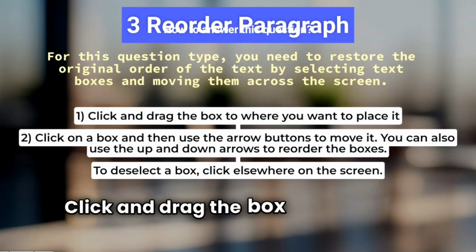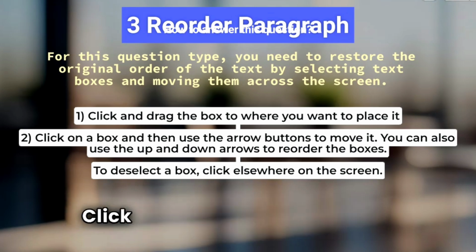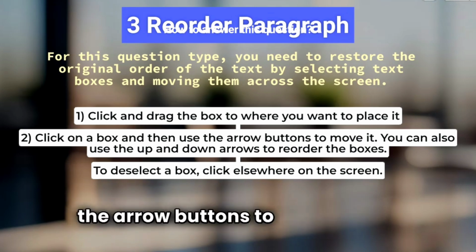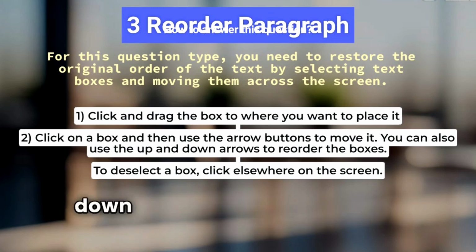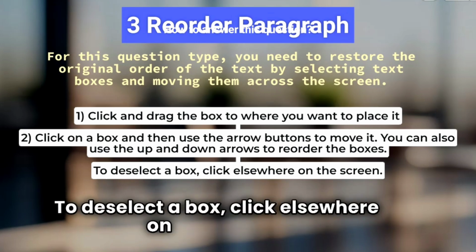1, click and drag the box to where you want to place it. 2, click on a box and then use the arrow buttons to move it. You can also use the up and down arrows to reorder the boxes. To deselect a box, click elsewhere on the screen.